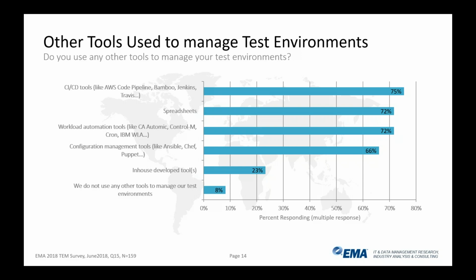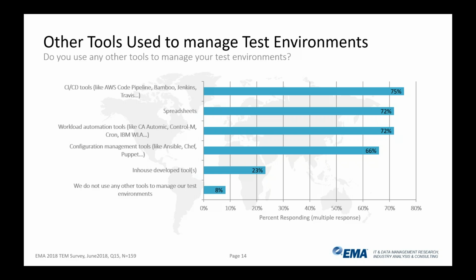So this slide shows the other types of tools that are used to manage test environments. As you can see, there's a variety of other tool categories. We've got CICD, we've got spreadsheets, we actually have workload automation, and some software configuration management tools. These can play a primary role in supporting test environment management. That would certainly be true for spreadsheets, but they more likely would play a supporting role.